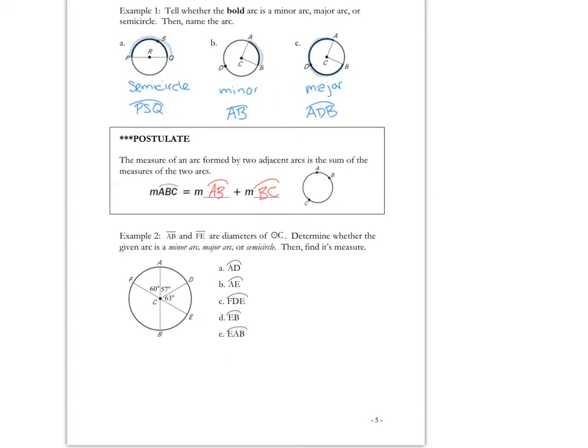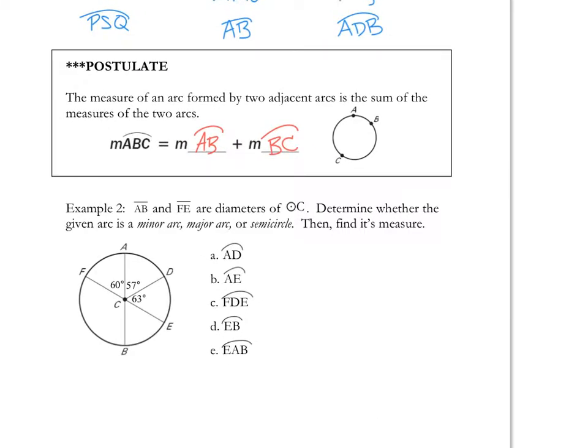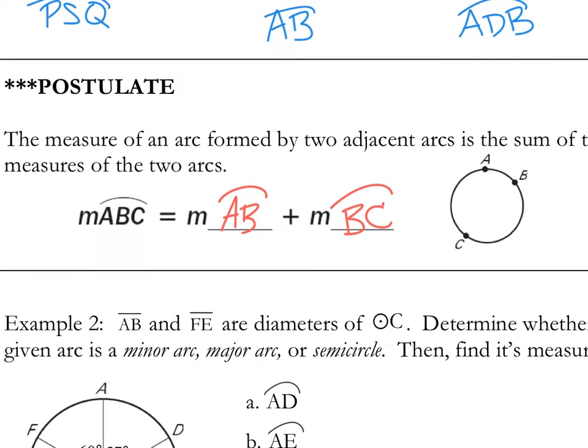All right, so now this next postulate we have talked about a lot in other forms, but now we're going to talk about it with angles, or with arcs, sorry. So we have talked about part plus part equals the whole, and that's exactly what this is. This is my whole angle.